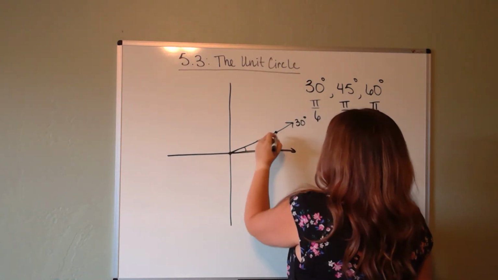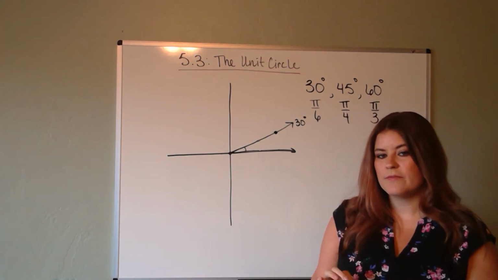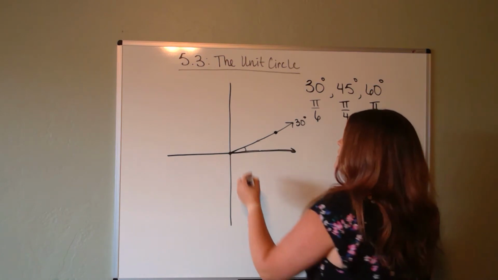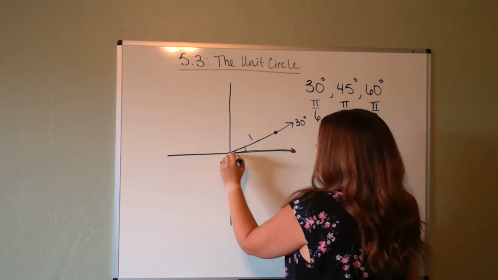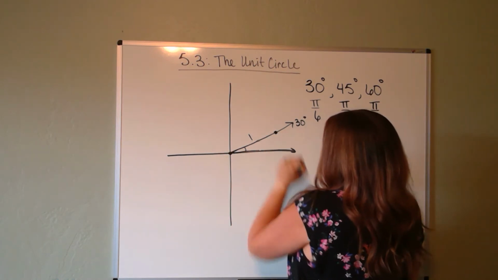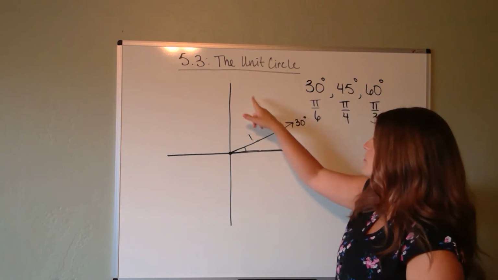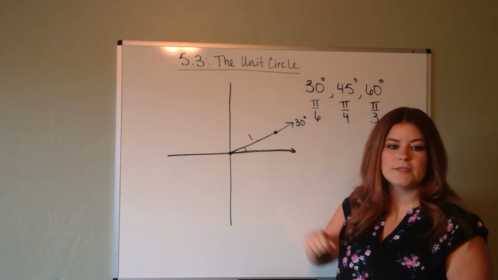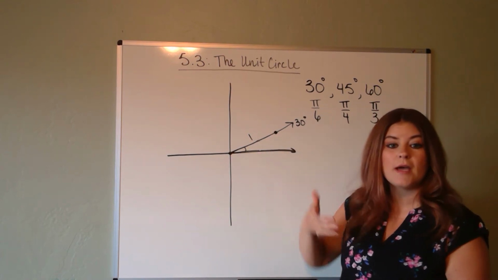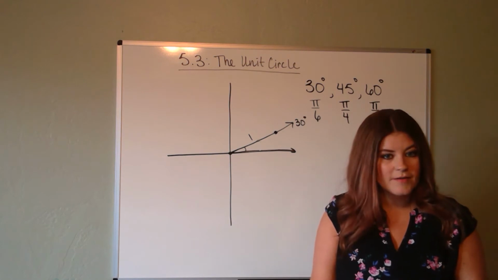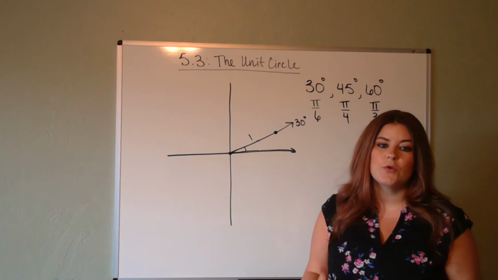I am going to use this point. Now, I don't know the coordinates of this point yet, but I know that the length, that r, from the origin up to this point is 1. My goal today is to pick points on each of the angles I use where the radius from the origin to this point, or the hypotenuse, or r, I want r equal to 1. It makes our lives so much easier.